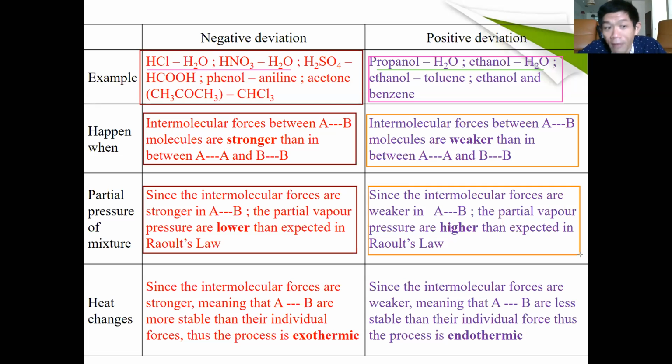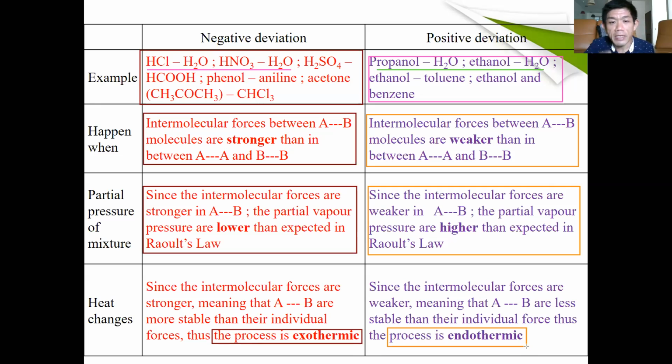It is negative because it has a vapor pressure lower than expected. It has a positive deviation because vapor pressure is higher than expected. Okay. And in here, what happens to the heat change when you have a mixture which behaves as a negative deviation? When it is a negative deviation, the process taking place in here is exothermic. Conversely, in a positive deviation, you shall have an endothermic process take place in the mixture.